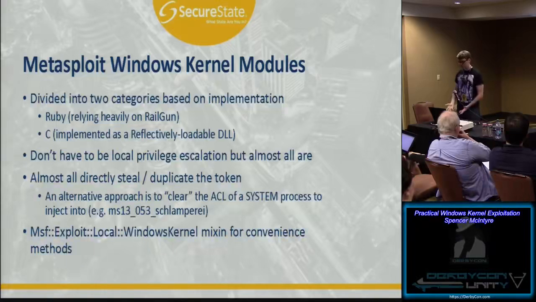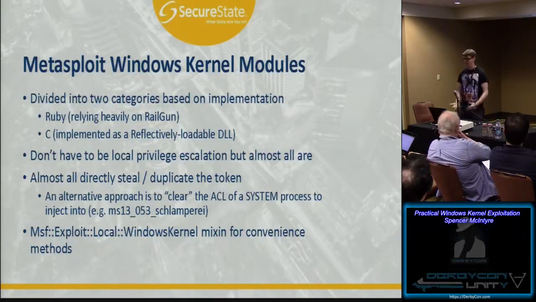Most of them are going to try to directly either steal the token or duplicate the system token. Now, each process has a token reference in it, which identifies the process as being controlled by a specific user. So the objective of a local privilege escalation or kernel vulnerability is usually to swap that token out for a system-level token, which can allow the attacker to do things with system-level privileges, because the system is going to think that it's a system process since you swapped out the token.